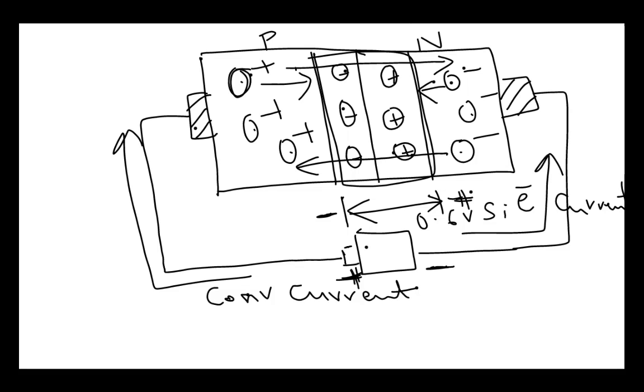Now, this is the conventional current flow, or the well-known way of representing current, while the actual current, or the electron current, is in the opposite direction.